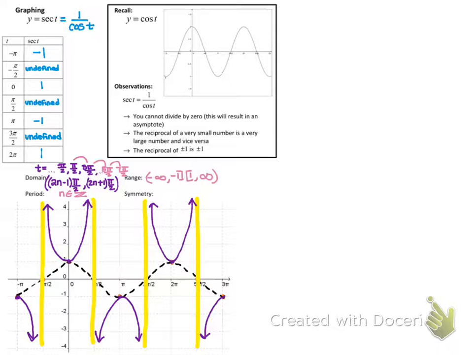All right, so if we start at 0, let's see where we repeat ourselves for the period. We have a sliver there, and right there, then we begin repeating ourselves. So again, our period is 2 pi, and just like cosine, we have even symmetry with our secant graph.